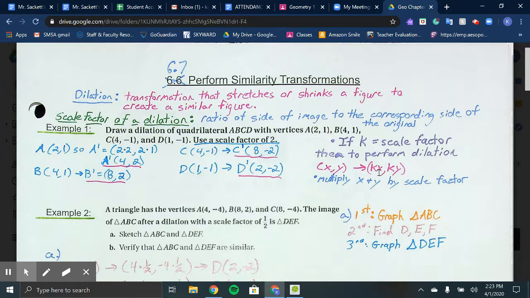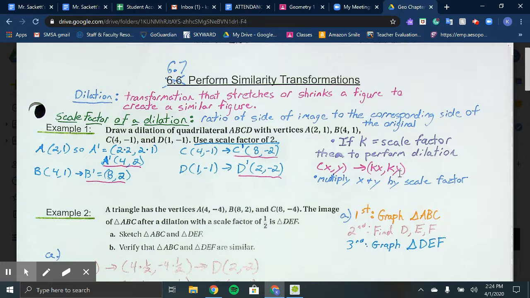So if my scale factor was 4, I would take 4 times x for my new x coordinate, and then 4 times y for my new y coordinate. So you simply take the scale factor and multiply it by your x and y coordinates. If a shape has 4 vertices, you need to do this process for all 4 vertices, which is what we are going to look at in example 1.